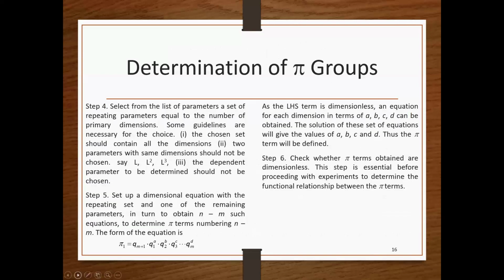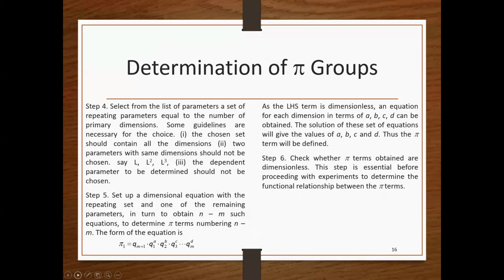Step 4: select from the list of parameters a set of repeating parameters equal to the number of primary dimensions. Some guidelines are necessary for the choice. One, the chosen set should contain all the dimensions. Two, two parameters with the same dimension should not be chosen, say L, L squared, L cubed. Just choose one of them. Three, the dependent parameters to be determined should not be chosen. The dependent one is the Y, the one that is like the result in the formula.